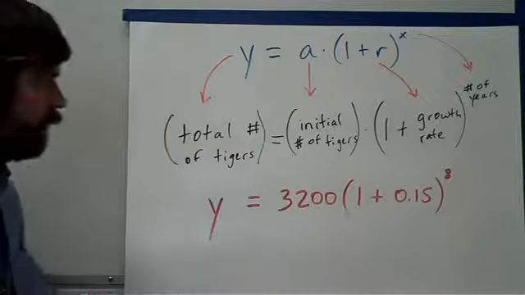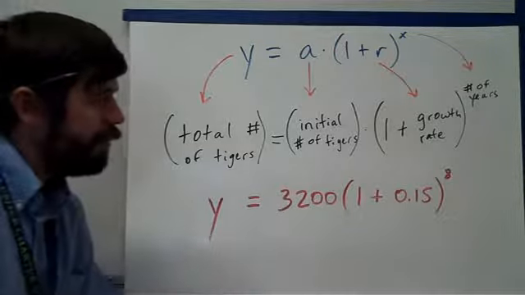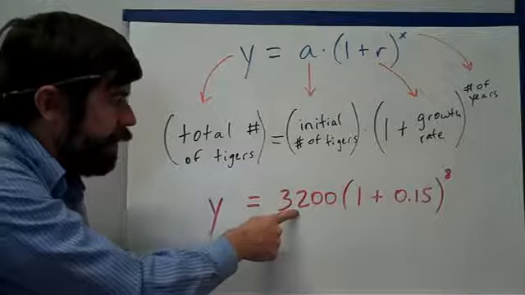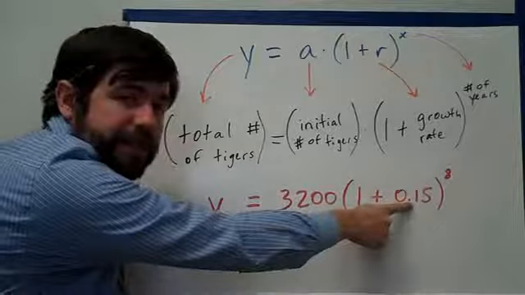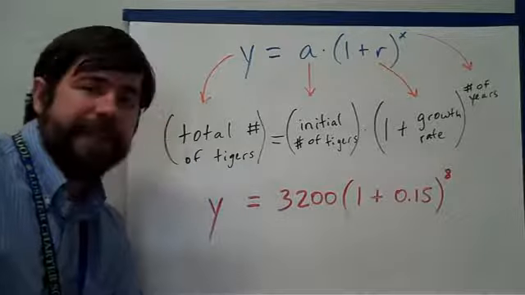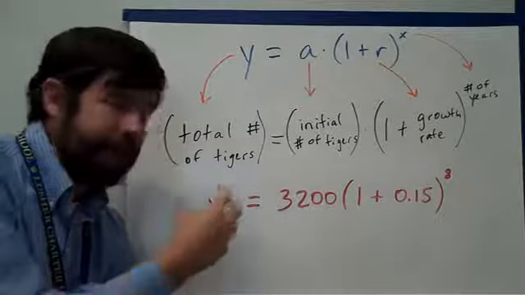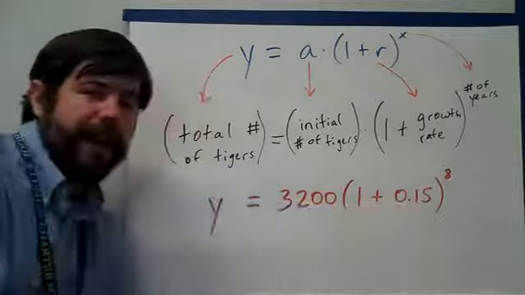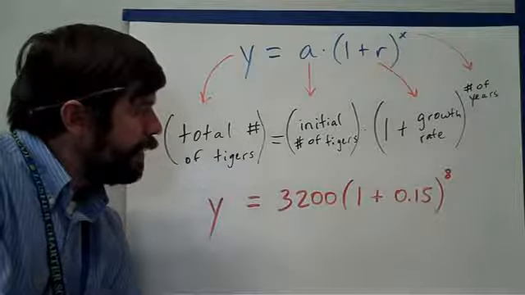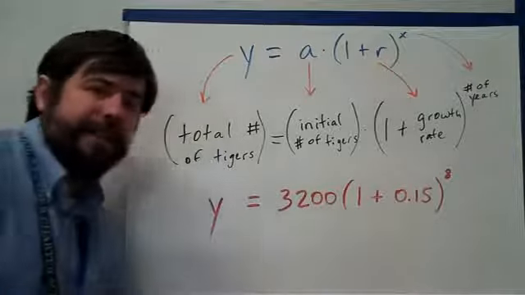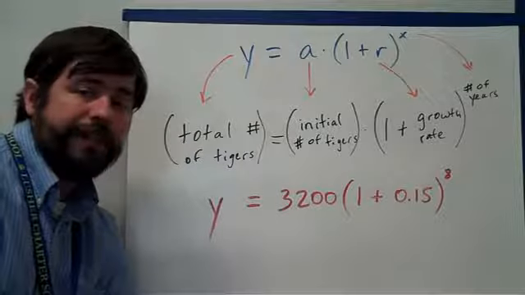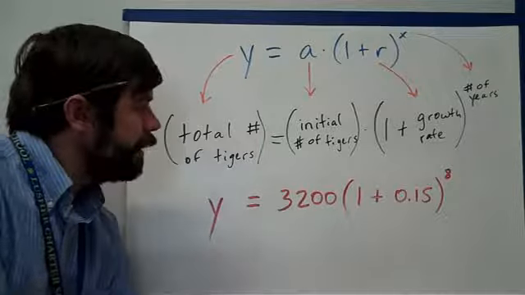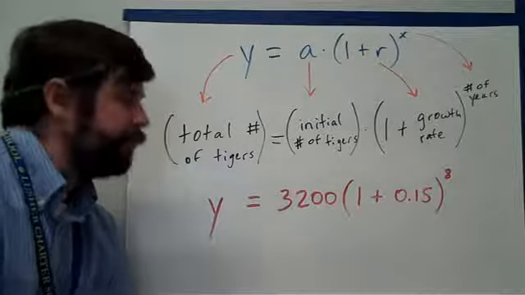All right, so let's plug in all of our numbers. Back to our initial problem, they said we had 3,200 tigers to start with. Our growth rate was 15%. Now, we're not going to put that as 15. We're going to convert that percentage into a decimal, which as a decimal is 0.15. And then the number of years is 8 years. And I got that by just subtracting 2005 from 2013. It's been 8 years since January 2005.